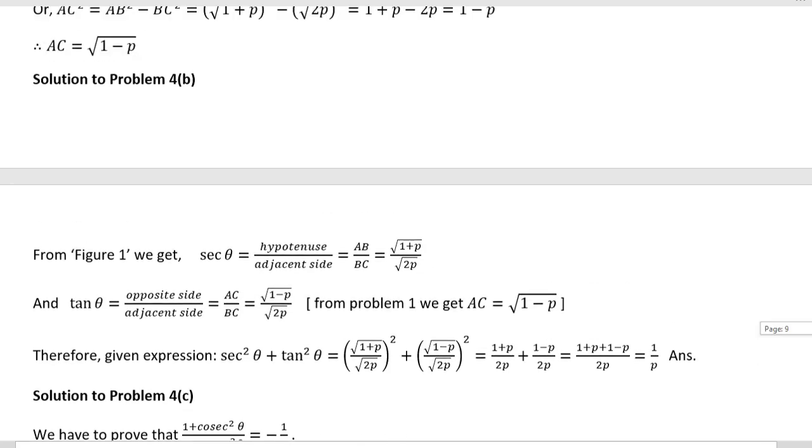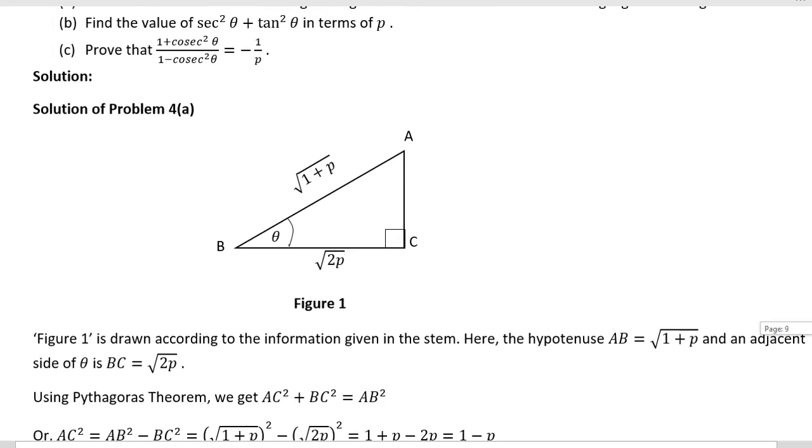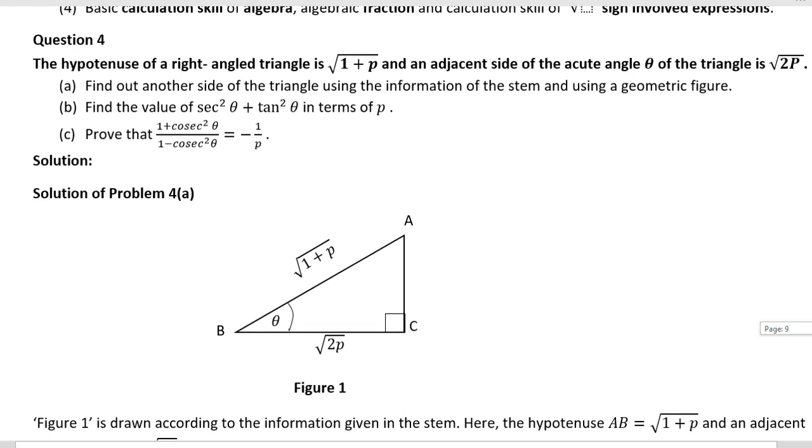So now we are going to solve problem number 4c. As 4c, we have the problem: on the left side we have 1 plus cosec square theta divided by 1 minus cosec square theta, which is equal to minus 1 by p. We have to prove this. On the left side we have 1 plus cosec square theta divided by 1 minus cosec square theta, on the right side we have minus 1 by p.